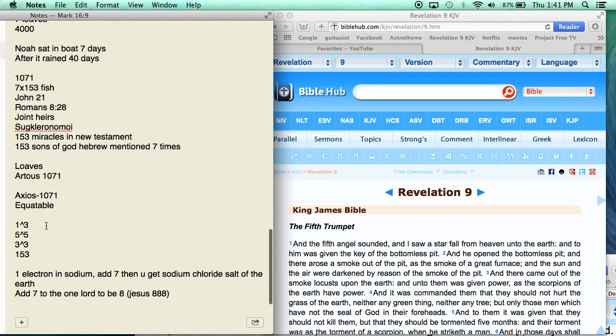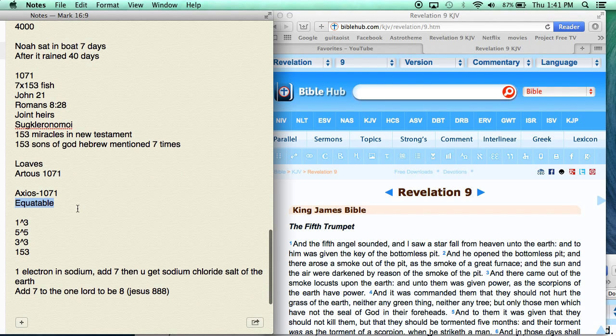Sorry. The word loaves, we are the bread of life, artus, means it adds up to 1071. Axios adds up to 1071, and that's the word equitable. It's all about being equal. It all balances out, is what these numbers are showing us.